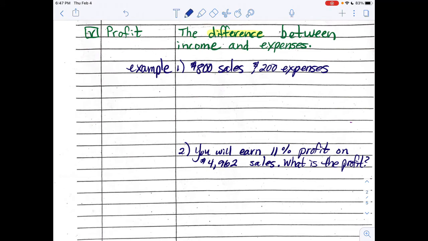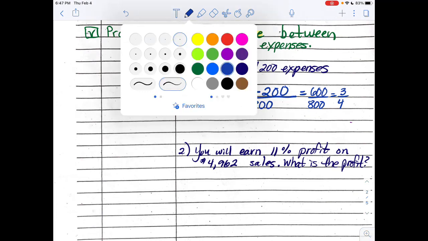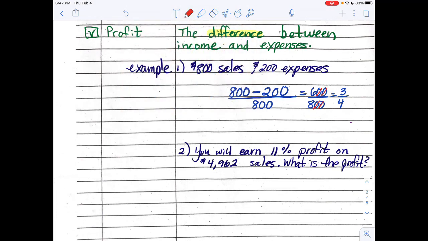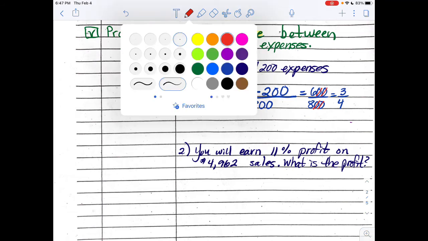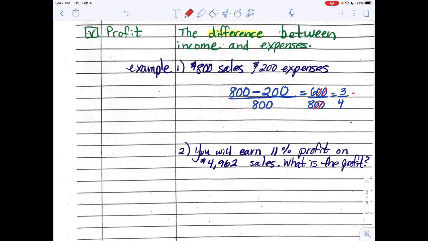And the difference means I'm going to subtract. So $800 minus the $200 in expenses. And then I'm going to compare it to what I sold, which is my $800, the original amount that I sold. And if I do that, I get $600 compared to $800 in sales, which if you simplify that, equals 3/4. So you can get rid of those zeros right here, and 6 and 8 can both be divided by 2, so I get 3/4. And if you think about actual quarters, that's 75% in profit. Great profit. You've made a 75% profit.